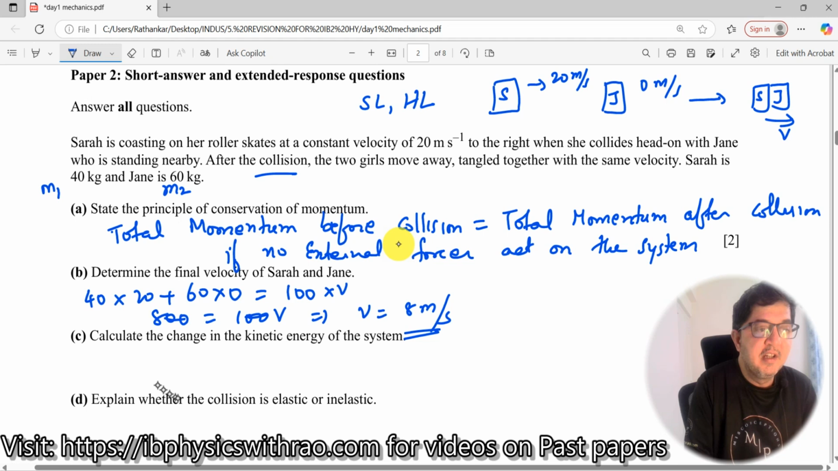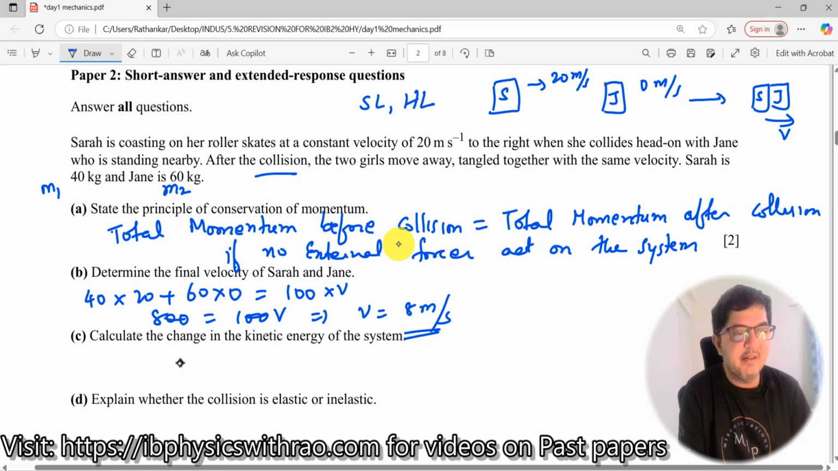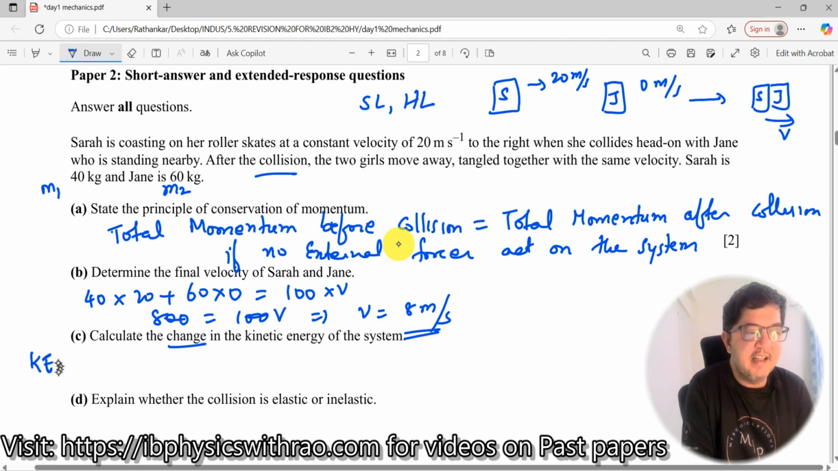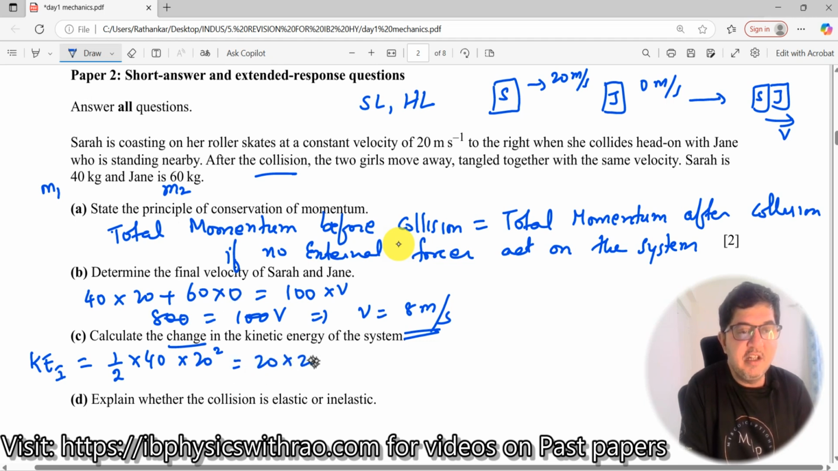This is the answer. Calculate the change in kinetic energy of the system. So what should you do? Very simple. You should just calculate the kinetic energy before collision, and then the kinetic energy after collision, and then find the difference between them, because this is change. Okay. So therefore, kinetic energy before collision, I'll write this as kinetic energy initial, which will be equal to half into 40 multiplied by 20 square, because Jane does not have any kinetic energy, since V square is 0 here. This will be equal to 20 into 20 square, which will just be 20 cube. I have not calculated it, I just put it like this.